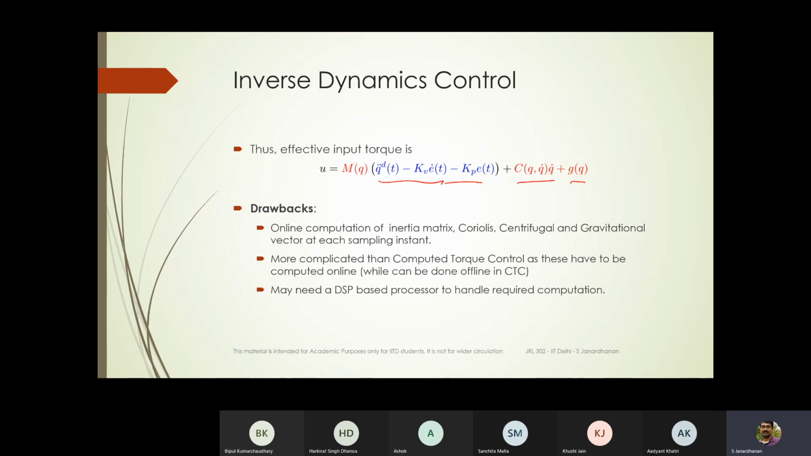However, the disadvantage is that you need online computation of all these matrices. You need to compute these three terms online at every instant of time. At every sampling instant, this needs to be computed. And that is why this becomes more complicated than the computed torque control, where you did not compute these terms online. You had computed terms like C of qd, qd dot, which looked nonlinear, but actually they didn't involve any online computation. In this case, you require online computation because you want C of q comma q dot, not qd comma qd dot. Because of that, you may need a signal processing based controller that does all this work.